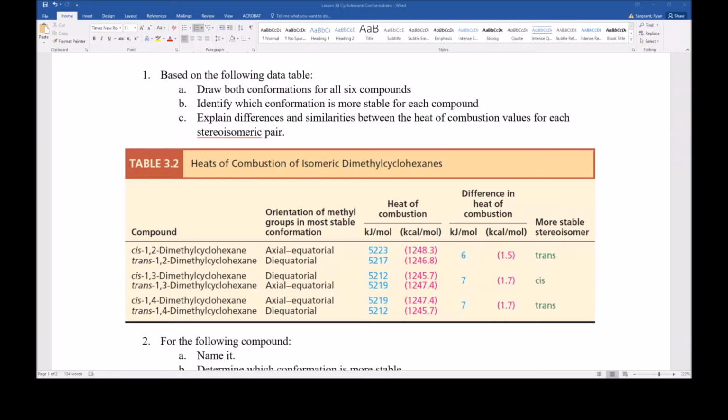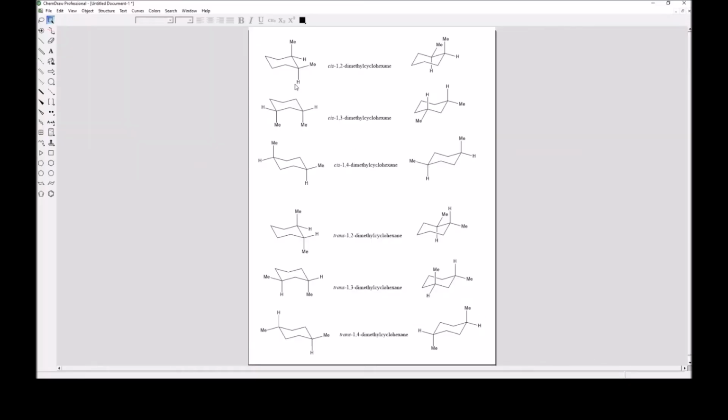Okay, the next part of this lesson asks me to identify which conformation is more stable for each compound. So it's asking me to compare conformational pairs. So this is a conformational pair with this compound. All of my conformational pairs are horizontal. Just to make sure you're aware, these horizontally are my conformational isomers, sometimes just called rotamers or rotational isomers or conformers. Vertically, these would be constitutional isomers of each other.